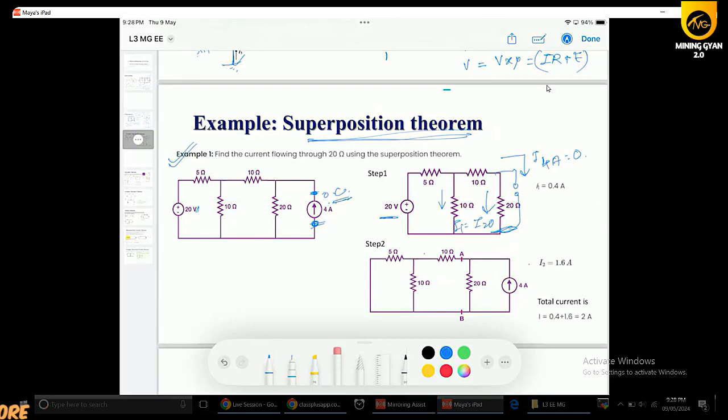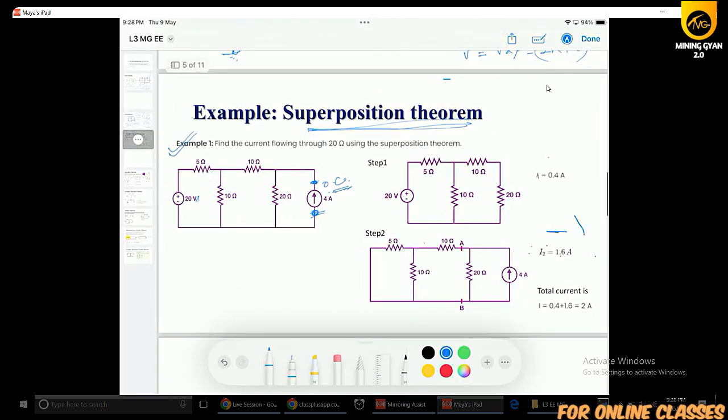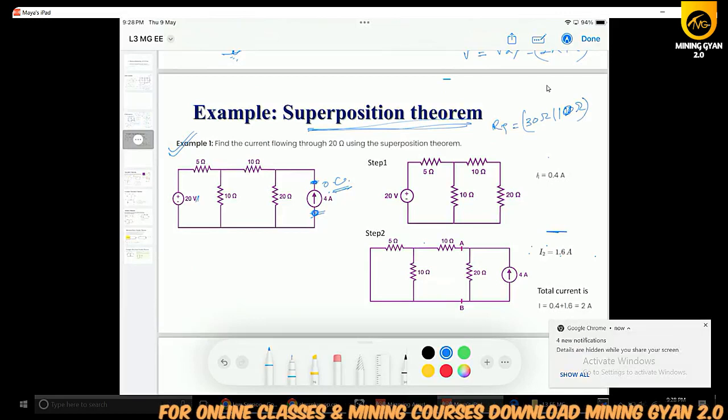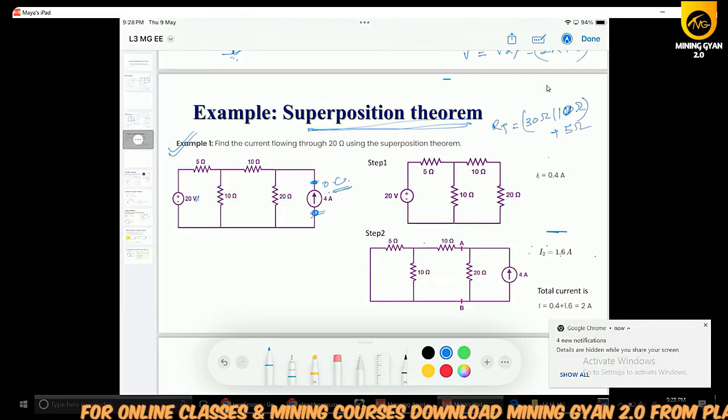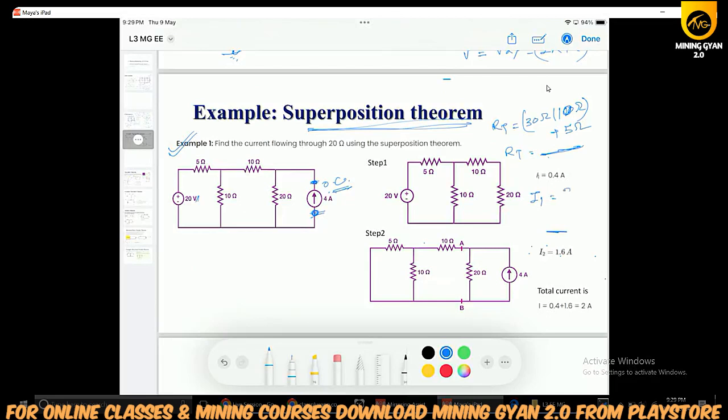So how to calculate I1? First, we have to calculate the total resistance. 10 plus 20 is 30 ohm, and this 30 ohm is in parallel with the 10 ohm. Then that combination is in series with the 5 ohm. So our total will be this number. After that, I1 will be 20 volts divided by R total, and that value will be 0.4 ampere.